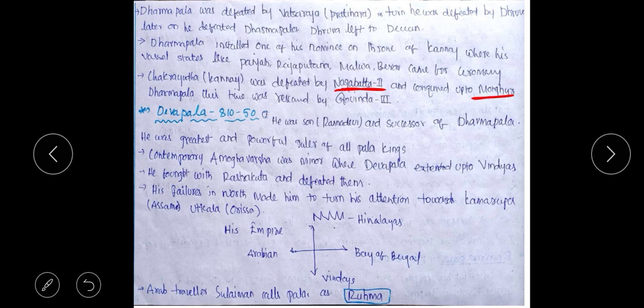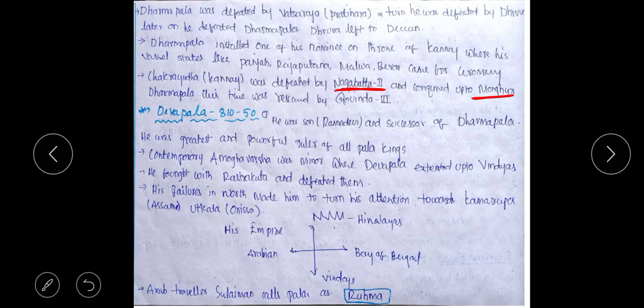So he was able to conquer territories till there. He went up to Munger and North Bengal. He was getting all those territories and he was having control over these areas. After acquiring territory up to Munger, Nagabhatta is also said to have defeated Dharmapala.